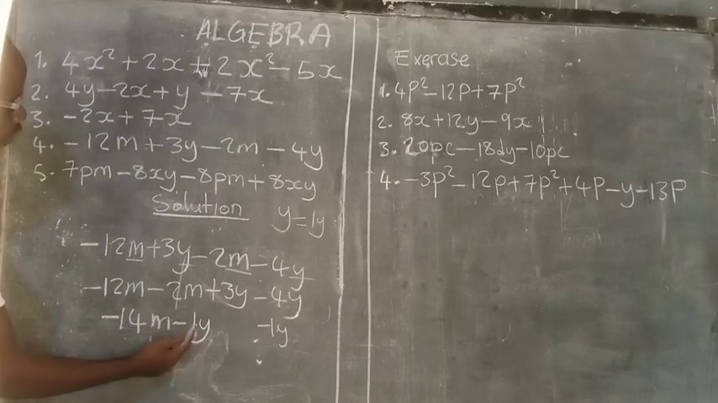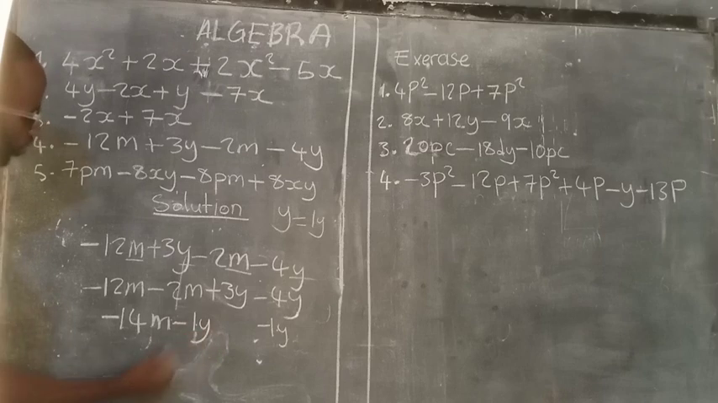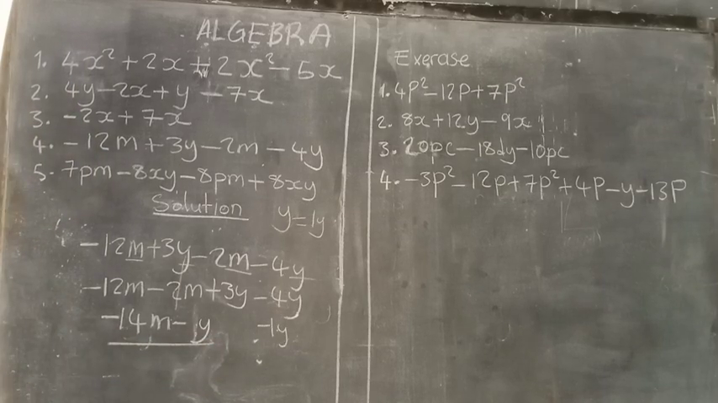Remember, you can remove the 1 in front because you know that there's only one thing here. This is the single y. So we can remove the 1. And this is our final answer because m is not the same as y. They are not like terms. So we end here.